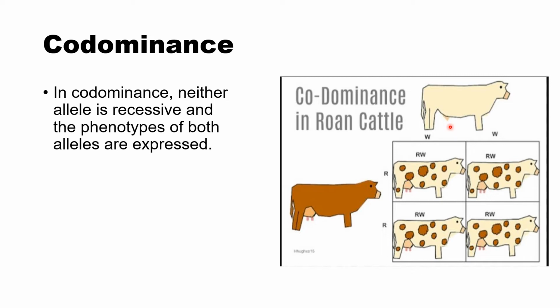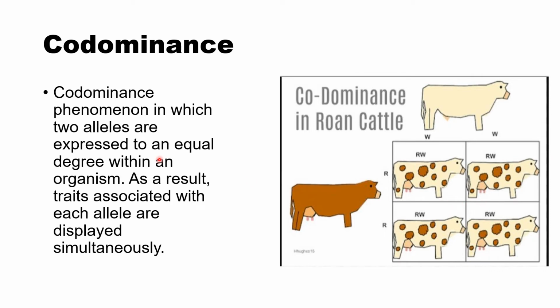Kaya pag dominant silang pareho, yung kalalabasan, yung phenotype nung offspring will be brown and white. Kasi nga, dominant sila pareho, wala sa kanila yung recessive. So, na-express pareho yung trait, yung phenotype ng both of the parents into the offspring. Kaya naging ganito, white and brown.